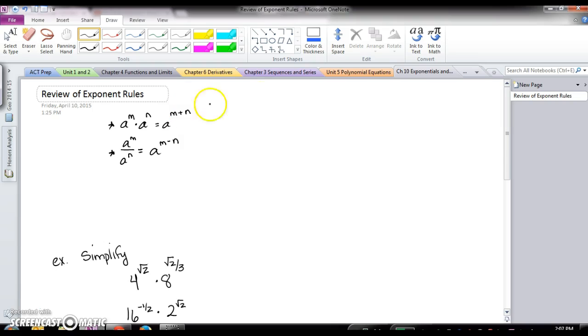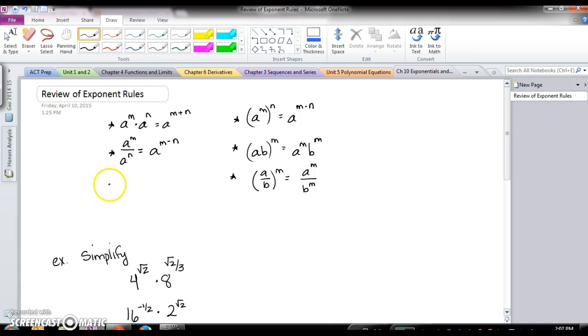Things like if you have one base raised to two different exponents, or the same exponent for that matter, you can multiply those exponents together. Two bases raised to an exponent, that exponent gets applied to both of the bases. Same goes with division. That exponent gets applied to both the numerator and the denominator.